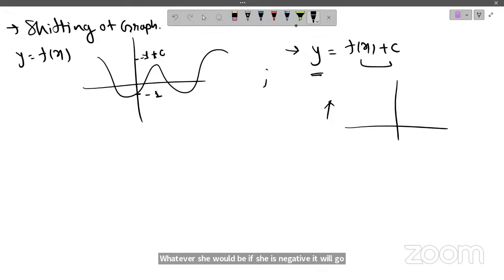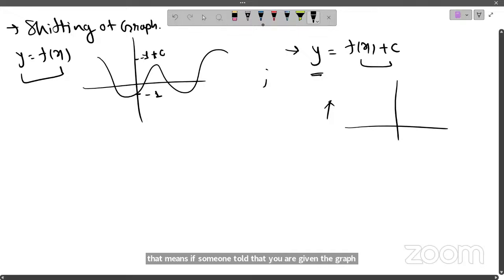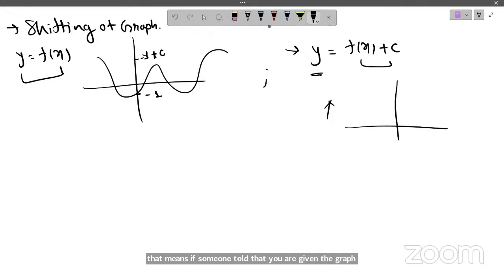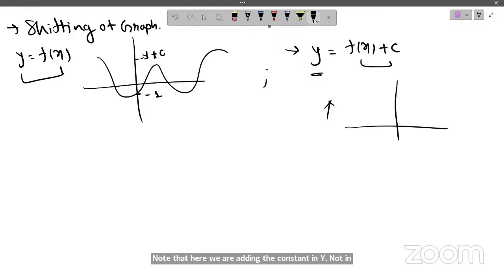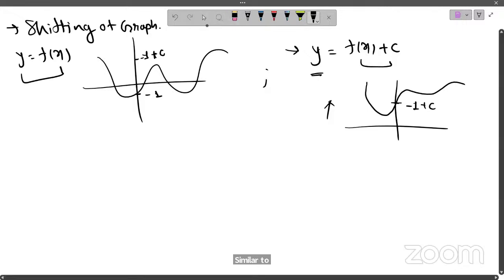So if someone tells you that you are given the graph of y is equal to f of x, and you have to draw the graph of y is equal to f of x plus c, note that here we are adding the constant in y, not anywhere else. Then our graph will shift c units upward. So our graph will look similar to this, but note that this point is now -1 plus c, just shifted one unit upward.